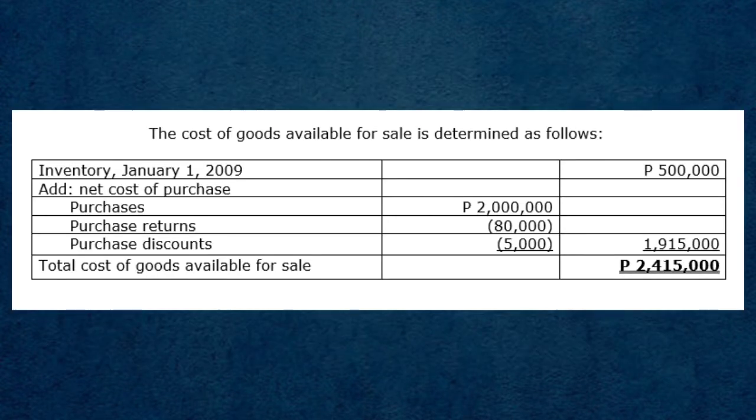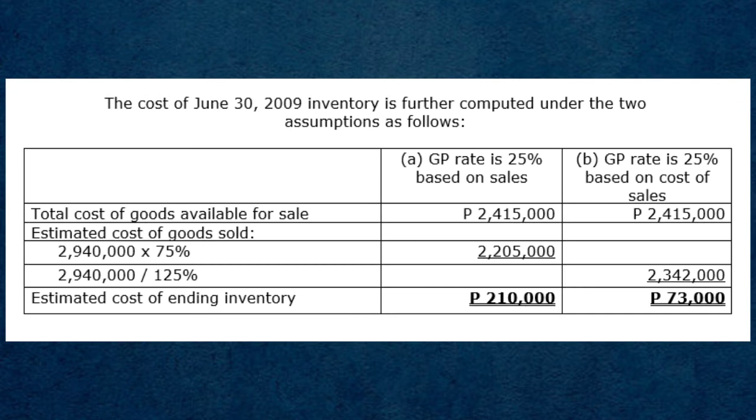The cost of goods available for sale is determined as follows. Inventory January 1st, 2009, 500,000 pesos. Add net cost of purchases: purchases, 2 million pesos, less purchase returns, 80,000 pesos, and purchase discount, 5,000 pesos, for a total of 1,915,000 pesos. The total cost of goods available for sale is 2,415,000 pesos. The cost of June 30, 2009 inventory is further computed under the two assumptions as follows.